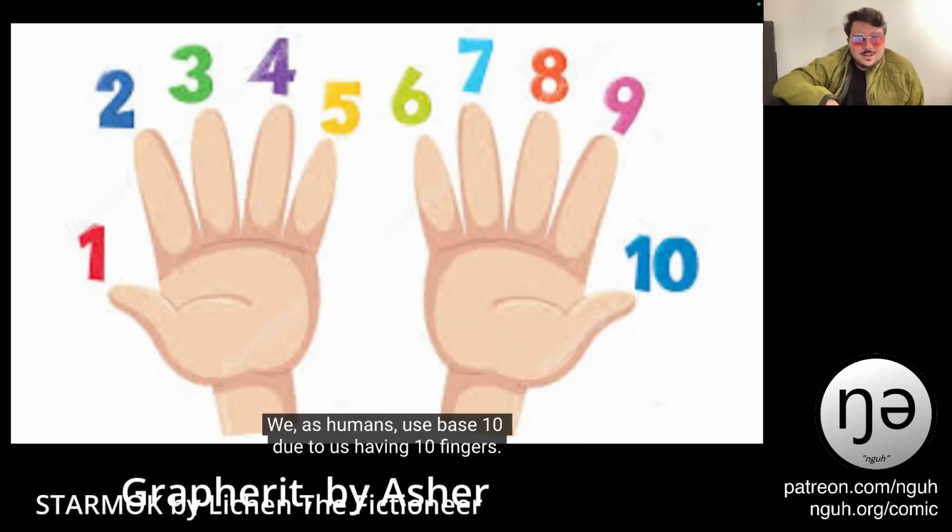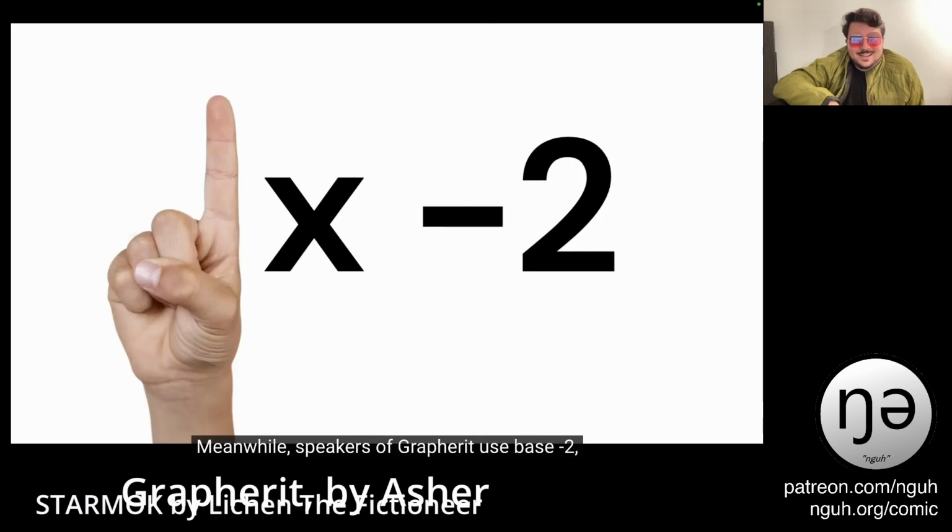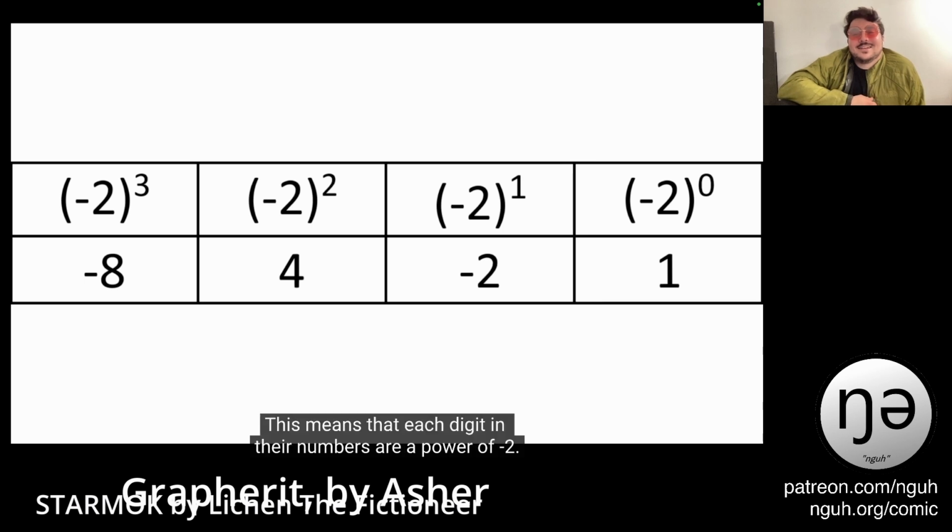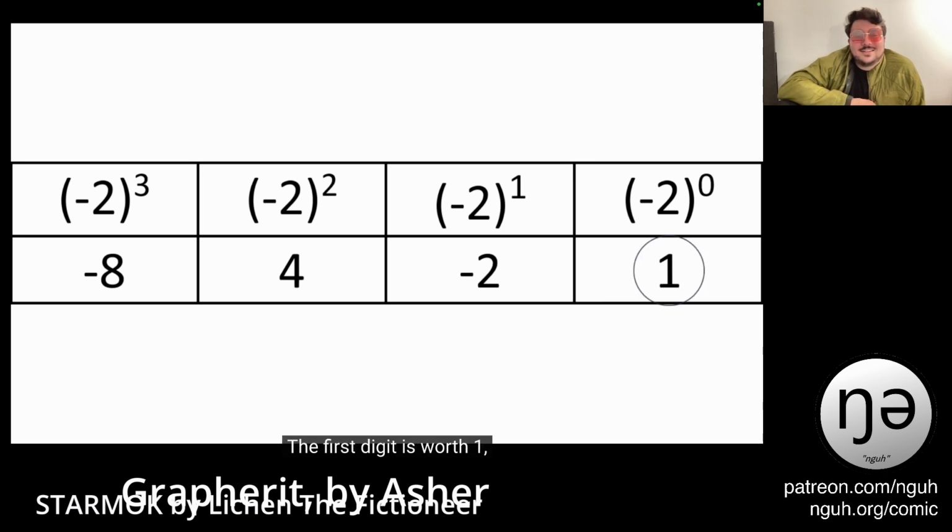We, as humans, use base 10 due to us having 10 fingers. Meanwhile, speakers of Grapherit use base -2 due to the fact that they have -2 fingers. This means that each digit in their numbers is a power of -2. The first digit is worth 1, then -2, then 4, then -8, and so on.